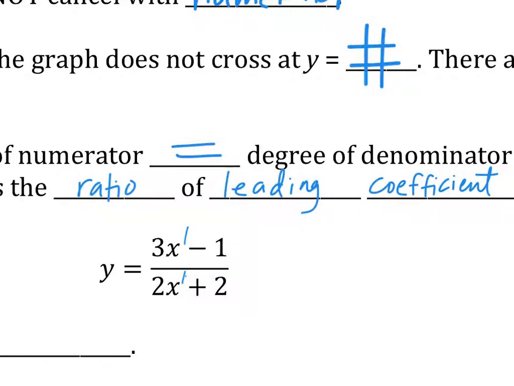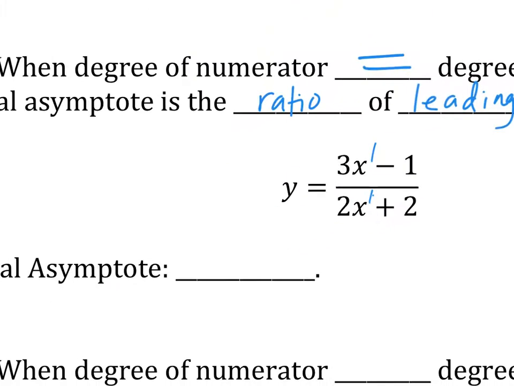Okay, so let's look at the top. 3x minus 1. What is the leading coefficient? 3. Okay, and the denominator, 2x plus 2. What is the leading coefficient? 2. Okay, so then what is the ratio of the leading coefficient? 3 over 2. Okay, so this horizontal asymptote is at 3 over 2. And that is because the degrees are the same. All right, that's the first case.